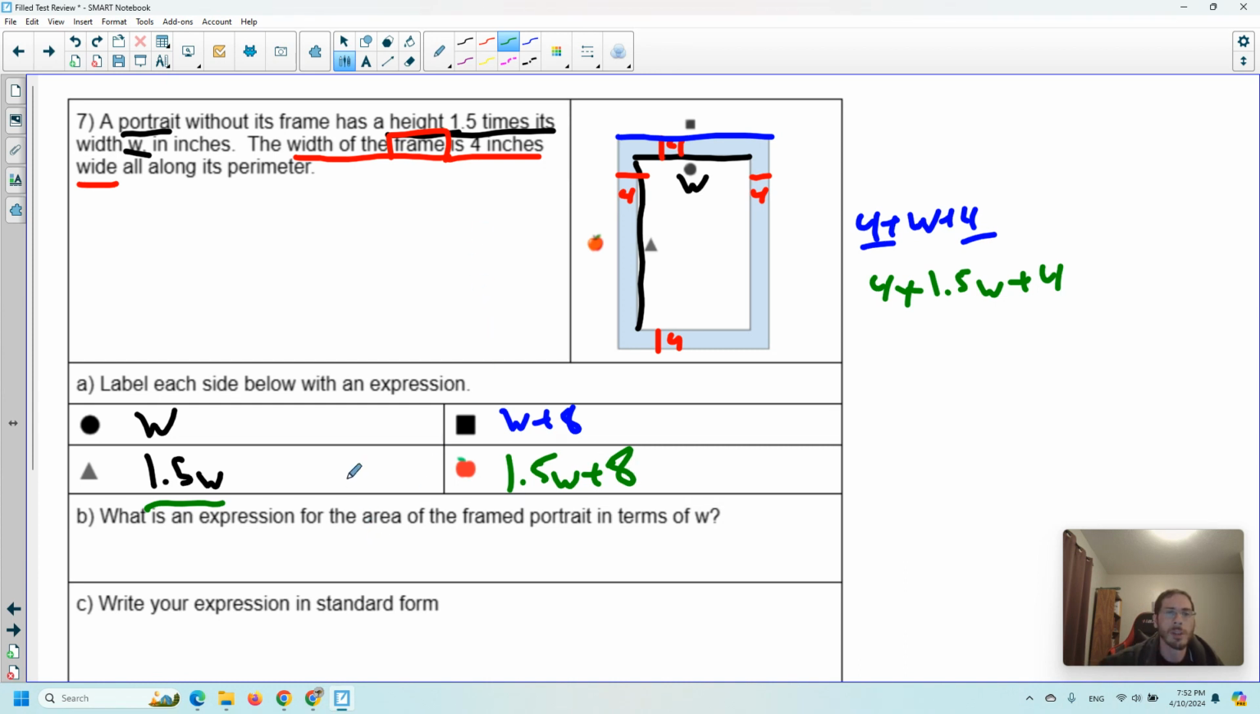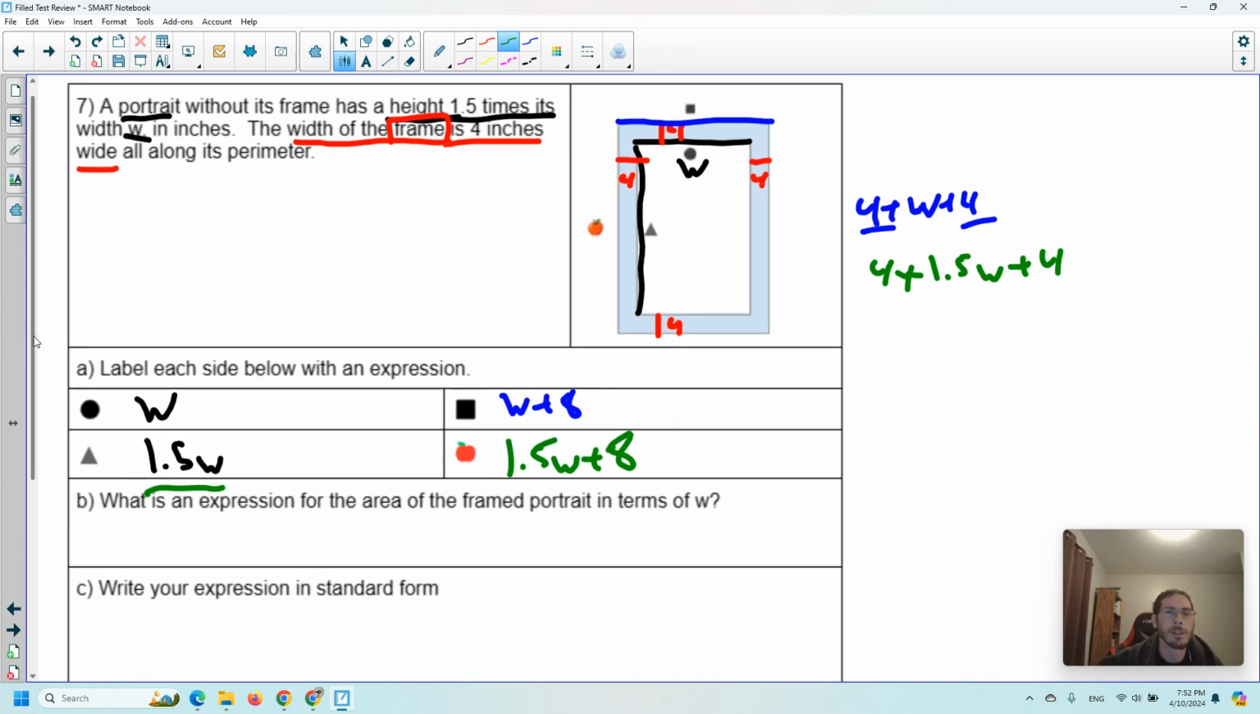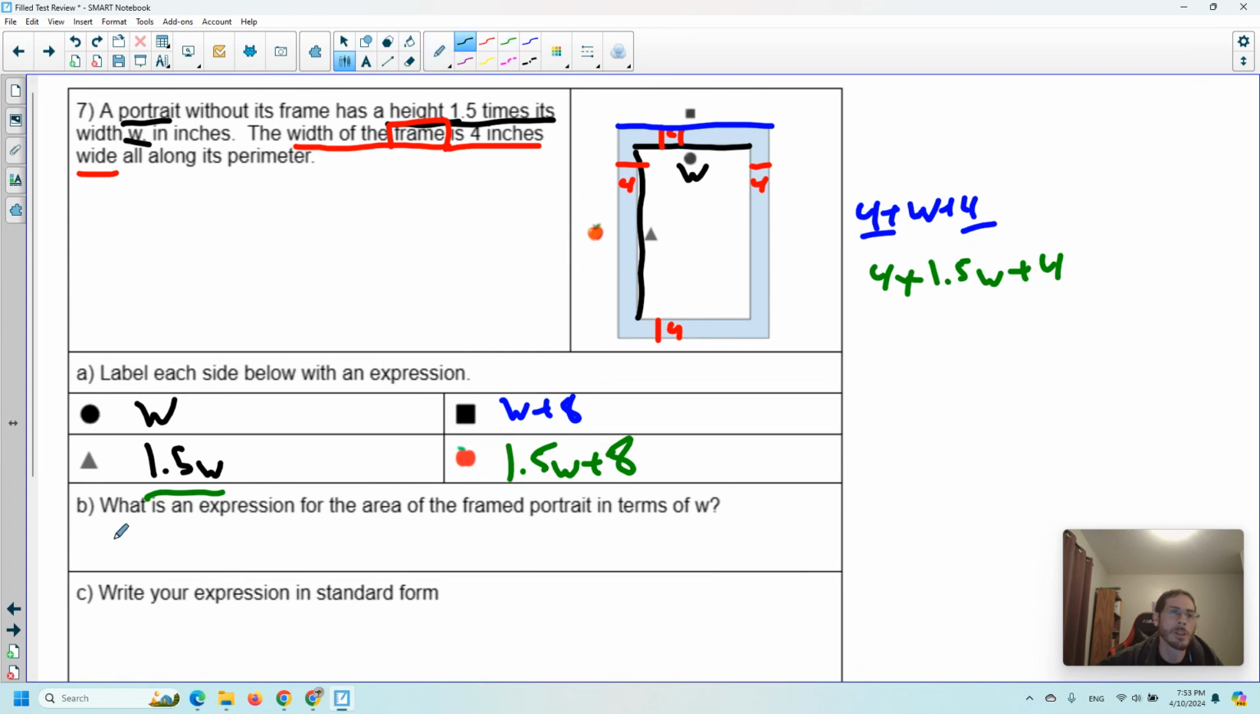So for part B, it says, what's an expression for the area in terms of W. So it just wants us to use the area formula. Area of a rectangle is length times width. So it wants the framed portrait. So the framed portrait is going to be the square times the apple. That's going to be the length. Sorry, that's going to be the width. So our area is going to be W plus 8. Oops, I'll put that in blue since that's in blue up there.